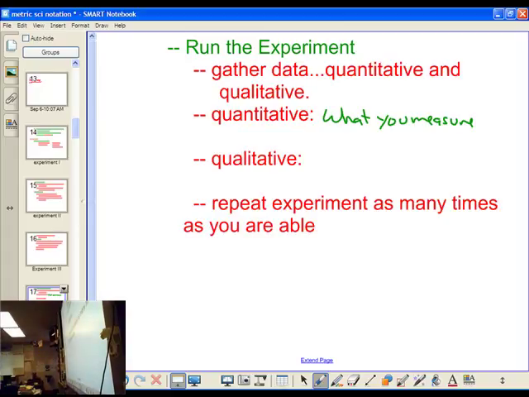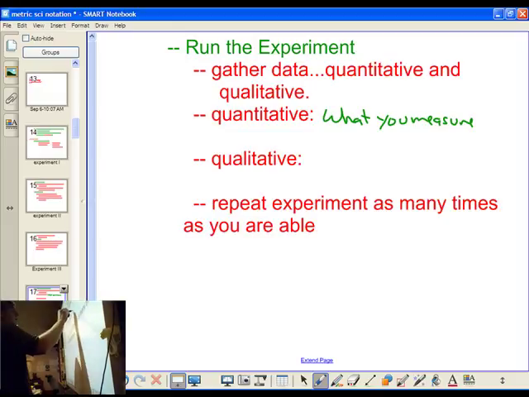I measured a certain length in this whirligigs exercise. You're going to measure a length. You're going to measure a time. You're going to measure a length and a time. You know, the wingspans. You're going to measure how long it falls down.